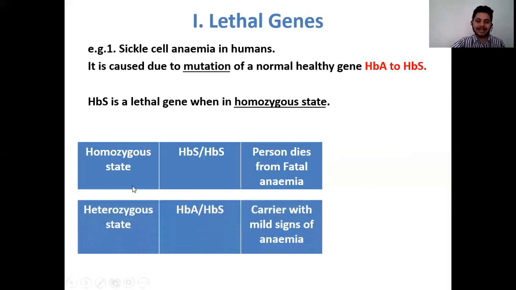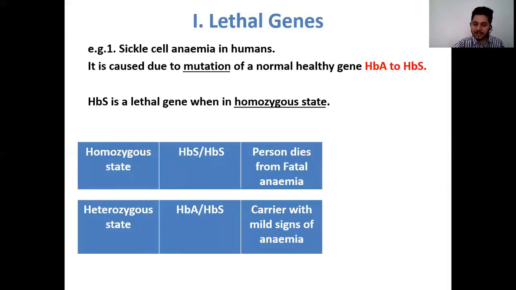So if the person is not homozygous and instead is heterozygous for the lethal gene, so HbS and HbA is the genotype of the individual, in such a case the individual is not going to die. Instead, the individual is going to show mild signs and symptoms of anemia. The person is not going to show any fatality, but for life he is going to show symptoms of anemia.